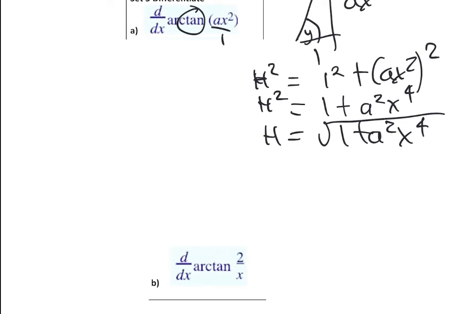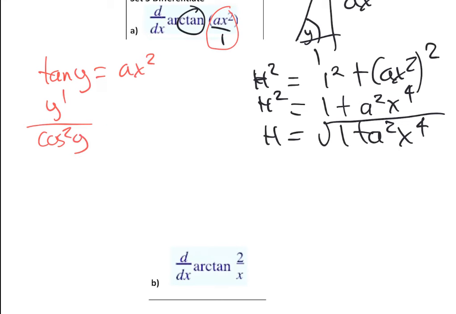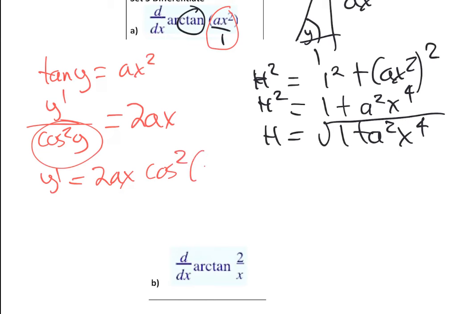Now let's go ahead and do our derivative. Tan of y is worth ax squared, right? Because ax squared over 1 is the ratio. So tan of y is ax squared. Let's differentiate both sides. So we know that the derivative of tan y is sec squared y, which is 1 over cos squared y. So the derivative of tan y is actually y prime over cos squared y. And that equals 2ax. The derivative of x squared is 2x, so 2ax. Now I multiply both sides by cos squared y. Y prime equals 2ax multiplied by cos squared y.